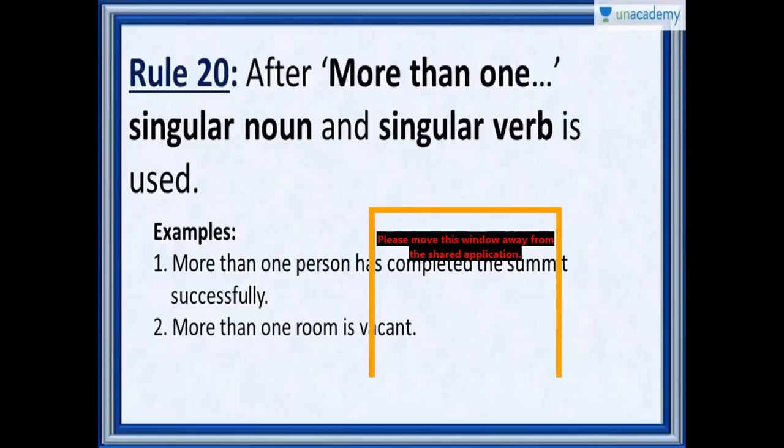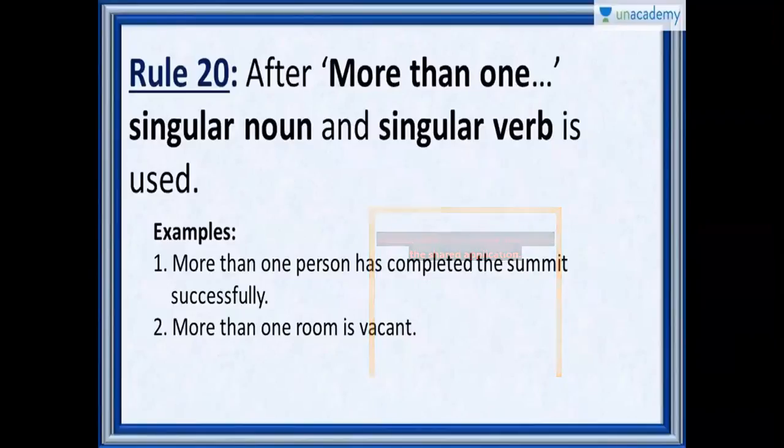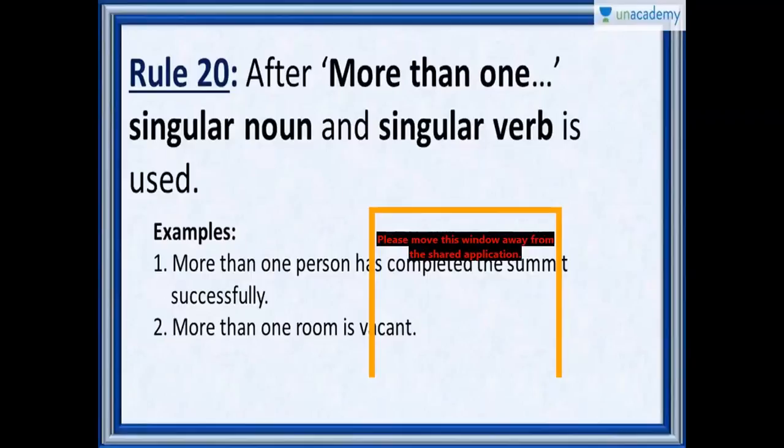Example, more than one person has completed the summit. So completed the summit successfully. More than one room is vacant. So more than one. After that, if there is single subject, singular subject, then the verb is singular. And always after more than one, you always take a singular subject only. There is no chance to go for a plural subject.